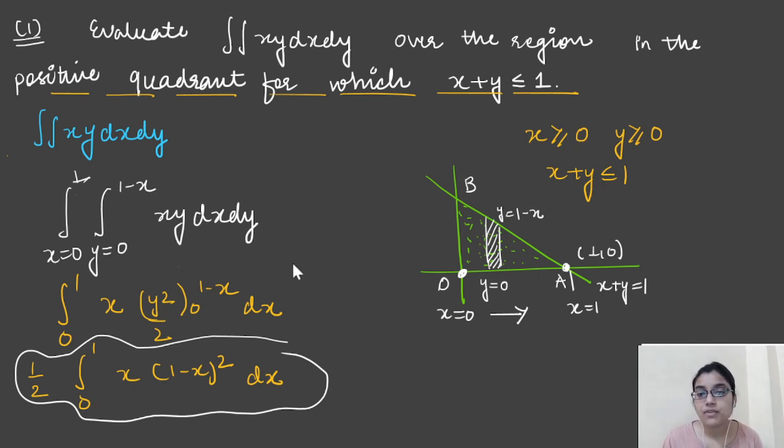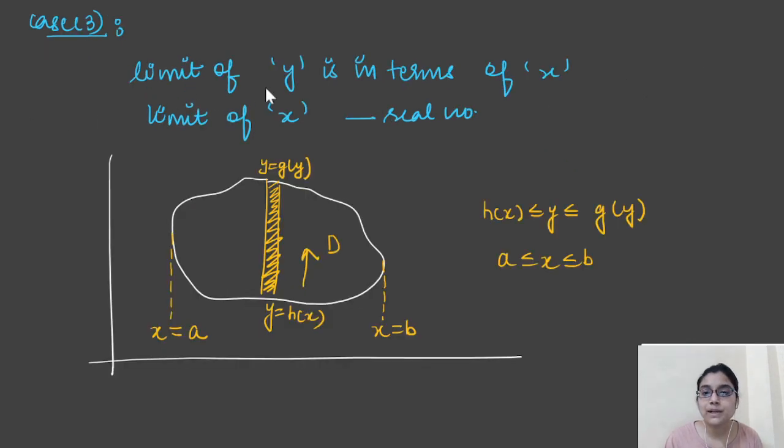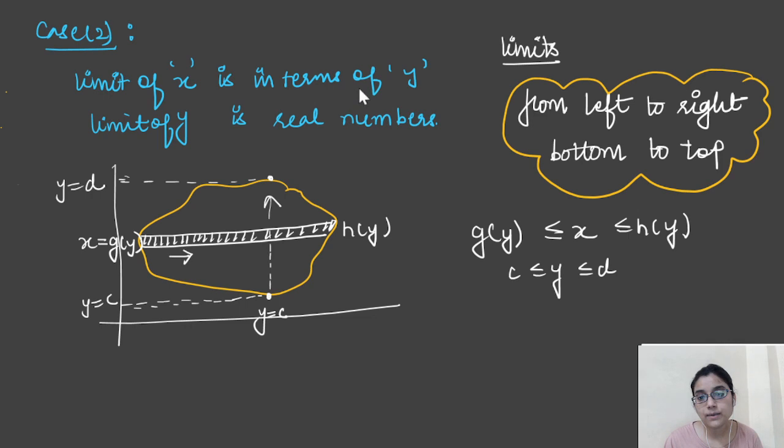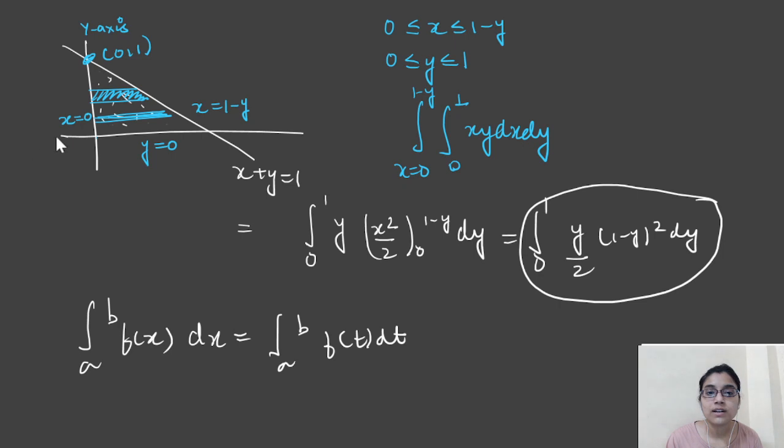We understood how we are going to find out the limit. If we want to find out the limit of y in terms of x, we will draw a strip which is parallel to the y-axis. If we want to find out the limit of x in terms of y, we will draw a strip which is parallel to the x-axis. And the rule is going to be the same everywhere: we put the limit from bottom to top and from left to right.